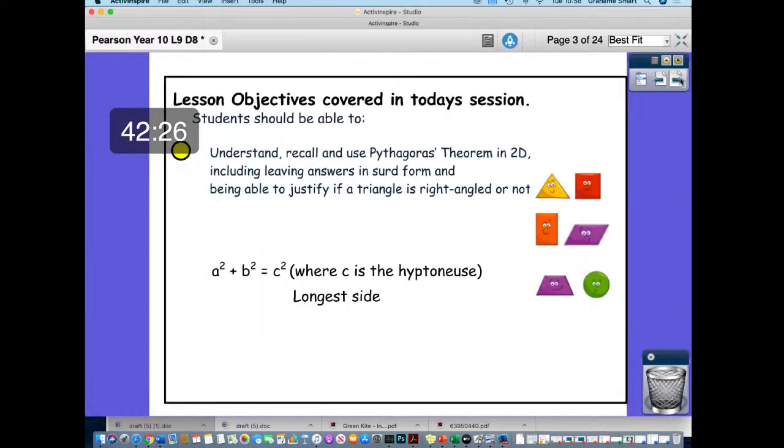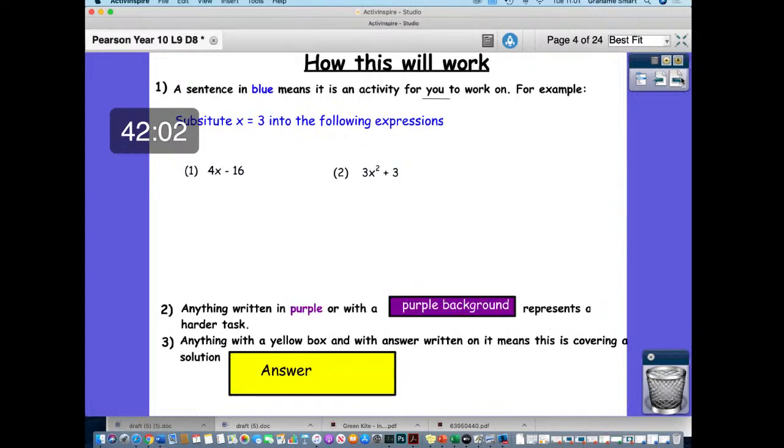Today's objective: understand, recall and use Pythagoras theorem in 2D, including leaving answers in surd form and being able to justify if a triangle is right angled or not. Obviously a squared plus b squared equals c squared, where c is the hypotenuse, is Pythagoras theorem, and we're going to use that all the way through, applying it to some real life situations.